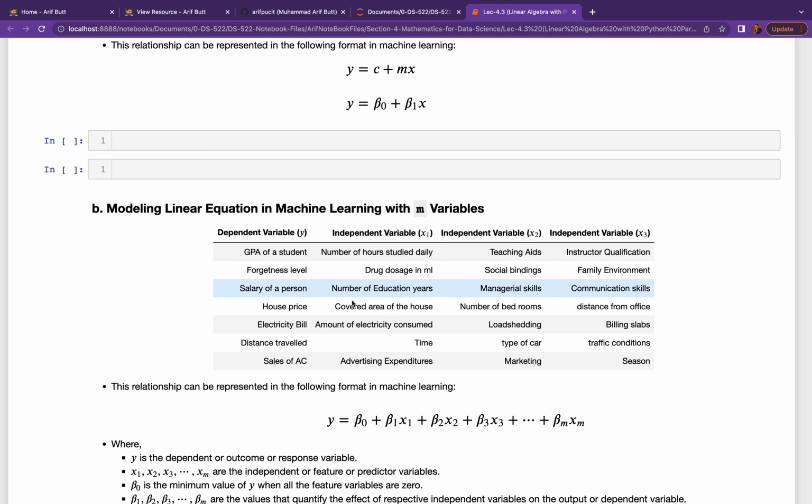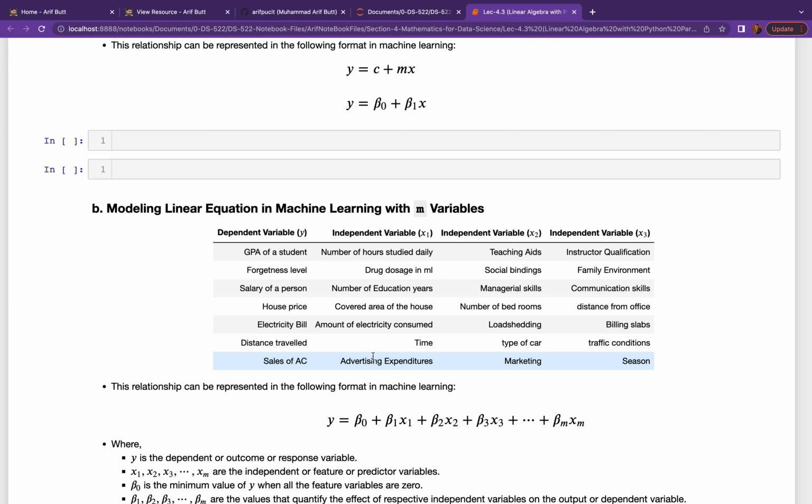Similarly, other than the covered area of the house, the price of the house may also depend on other features like number of bedrooms, distance from office or children's school, whether it is a park facing house or not, and so on. Another point to note is that some input or predictor variables might have a positive, while others can have a negative impact on the output or response variable. More so, some variables can be quantitative, while some others can be categorical as well.